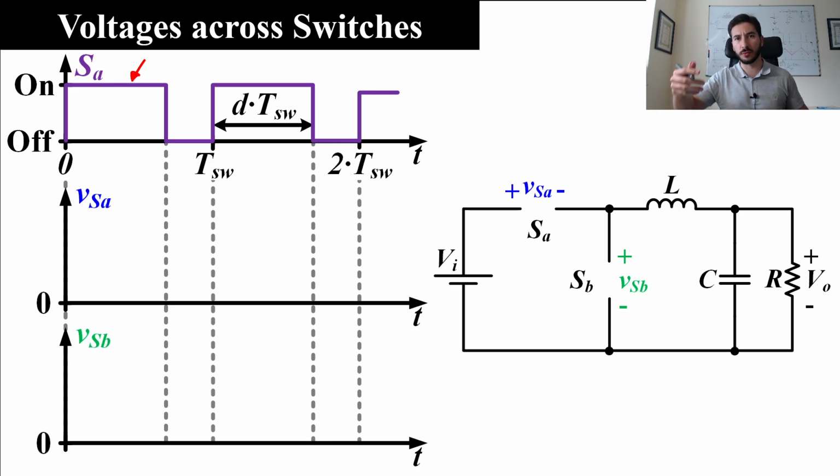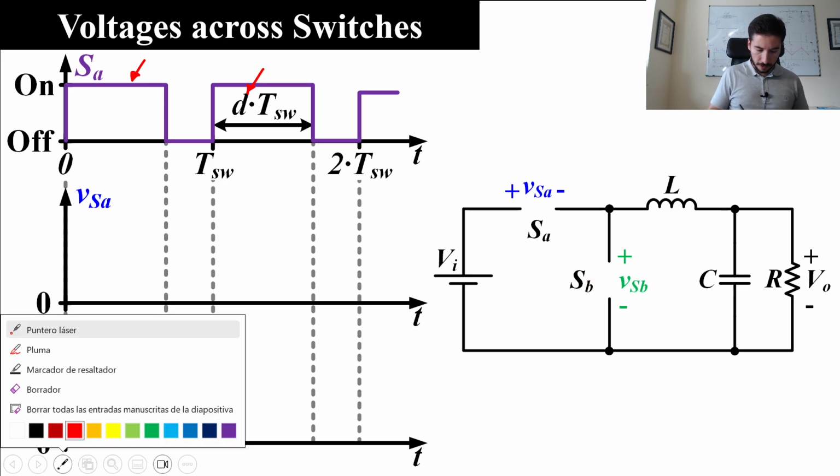In the case of switch B, if we use a diode, we don't need the control signal. If we use a MOSFET, it is the complementary to the control signal that we see on the screen. And well, as you can see, the period is the switching period, it is a pulse width modulated voltage, so we have a duty cycle D. And what we are going to do is to draw here the voltage across switch A, and we are going to draw here the voltage across switch B.